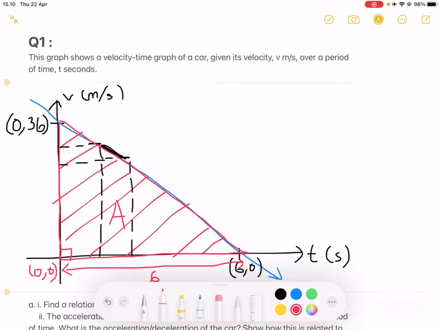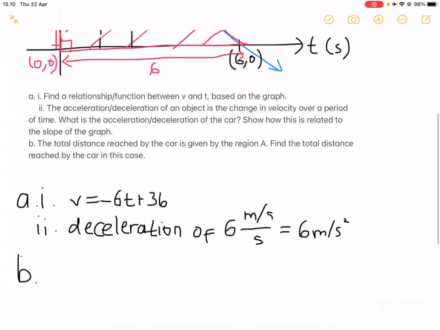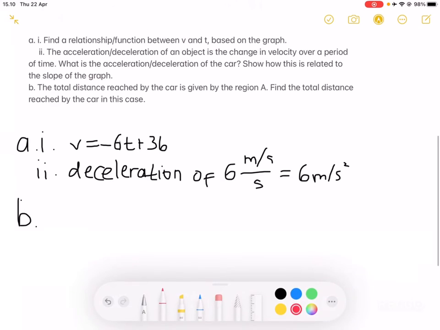Same thing from here, you're traveling from 0, 0 to 0, 36. That is a displacement of 36. Once you have found your sides, you can calculate the area of the right angle triangle, which is also our distance. So distance is equal to a half times 6 times 36, which will be, let's see, 108 meters.